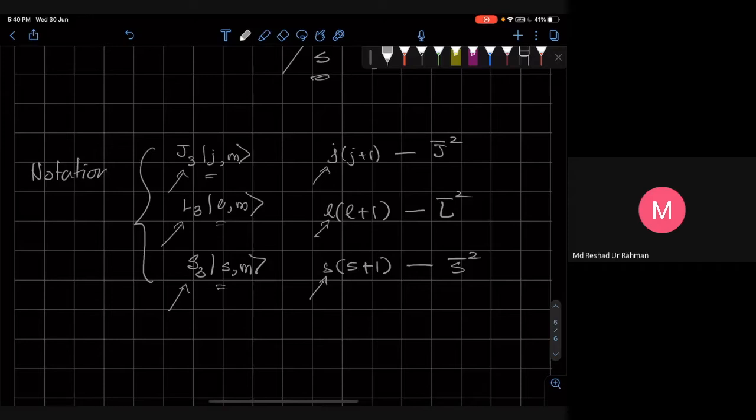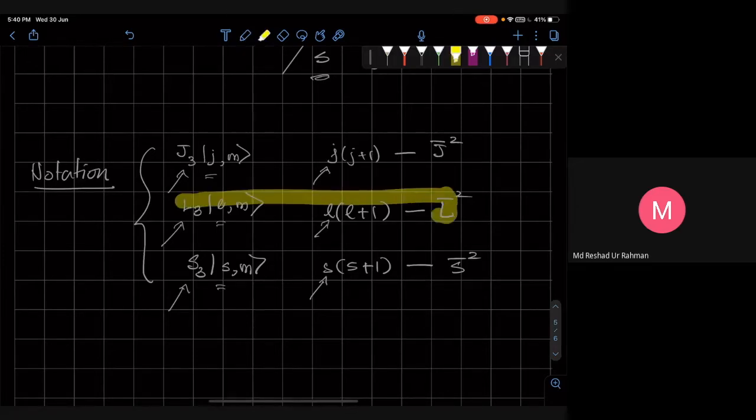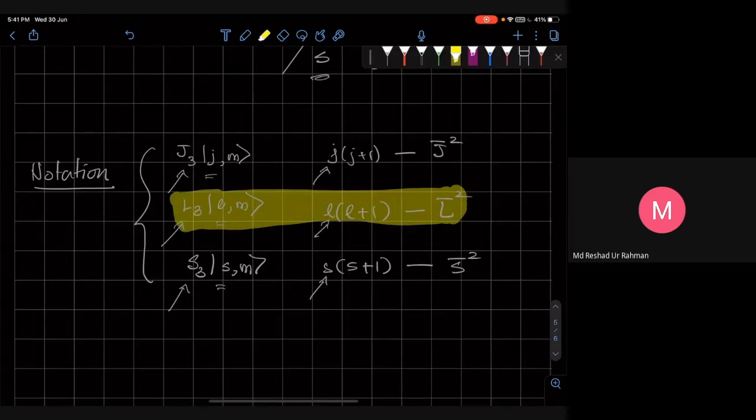The analysis we did is valid for all these things, but we will soon see that this thing actually can only take a subset of those values. That is my next point that I want to show. The orbital angular momentum cannot take half integer values. That's something I will show right now.